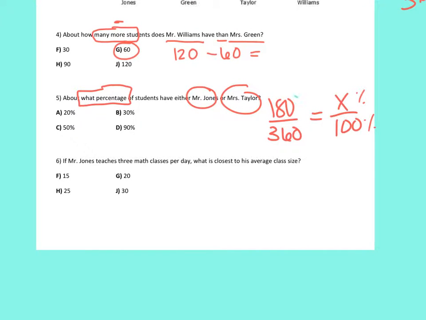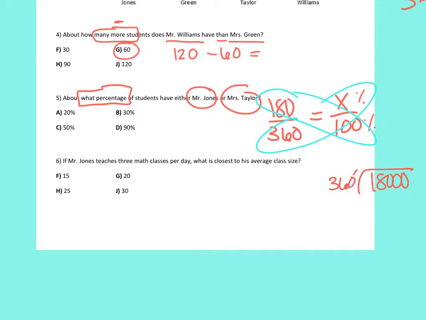That would be 50. Or you can cross multiply and divide. You can do that also. Okay? Either way, you're going to get 50%.